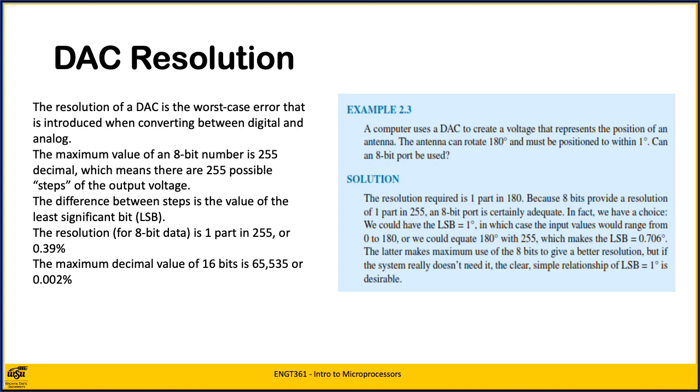In fact, we have a choice. We could have the least significant bit equal to 1 degree, in which case the input values would range from 0 to 180. Or we could equate 180 with 255, which makes the least significant bit 0.706 degrees. The latter makes maximum use of the 8 bits to give a better resolution. But if the system really doesn't need it, the clear, simple relationship of the least significant bit representing 1 degree is desirable.